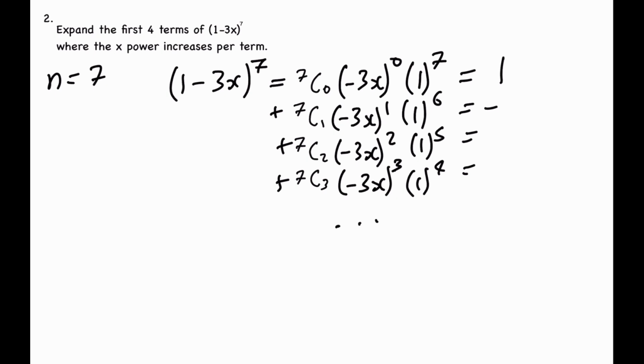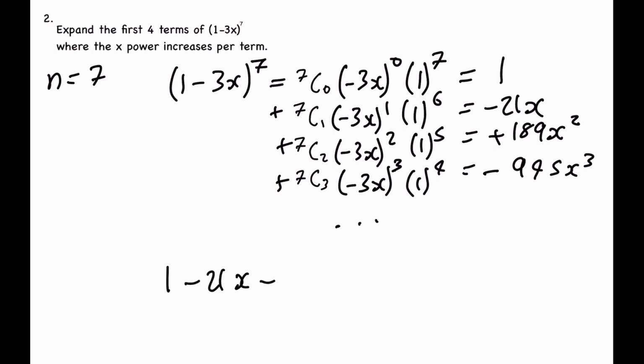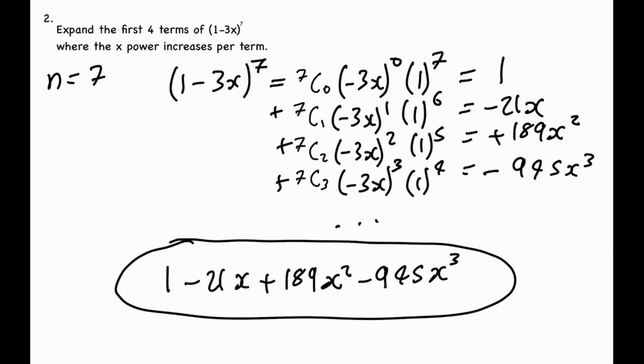We get minus 21x plus 189x squared minus 945x cubed. So if we write this out, we would get 1 minus 21x plus 189x squared minus 945x cubed. And these are just the first four terms of the expansion of the question.